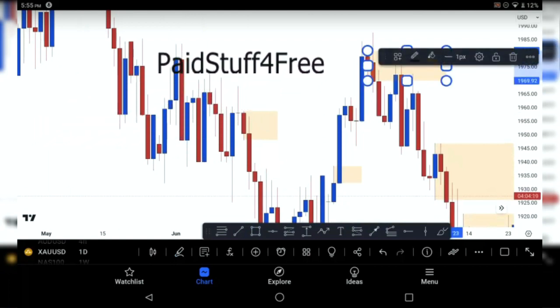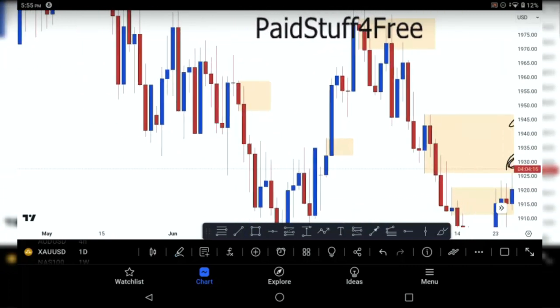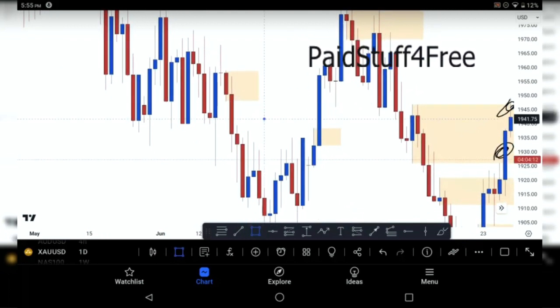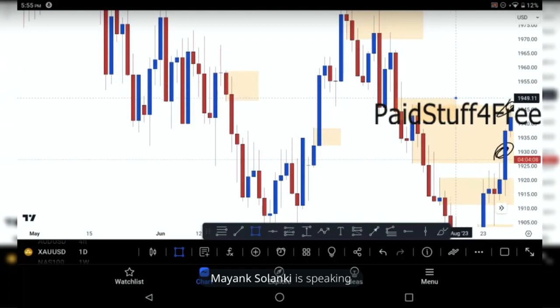So now this is a dominant engulfing sell. This is a dominant engulfing sell. This is also a dominant engulfing sell candle.